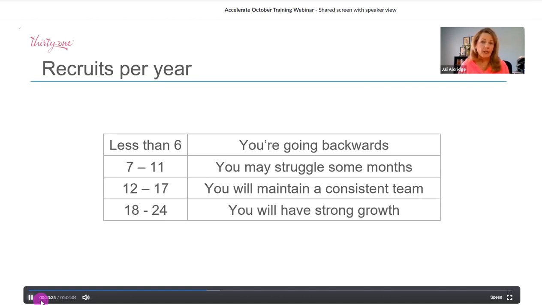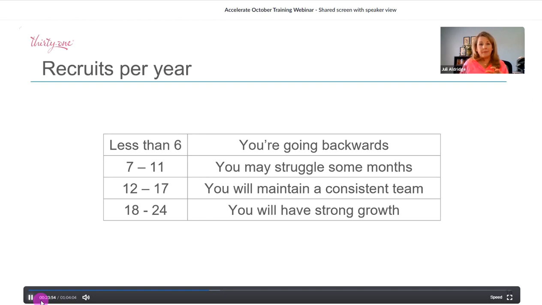So the first thing that I want you to do right now on your worksheet is write down a personal recruiting goal for between now and the end of the year. And I want you to think about what your personal recruiting goal is going to be next year as well. Okay. So let's talk about your personal goal.